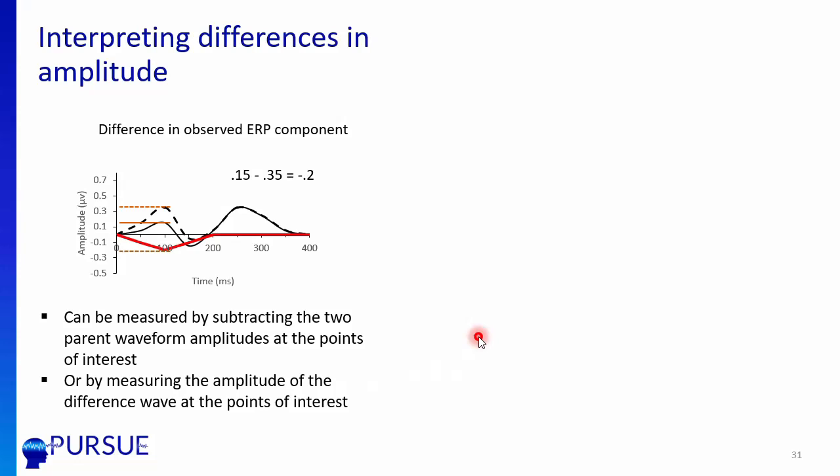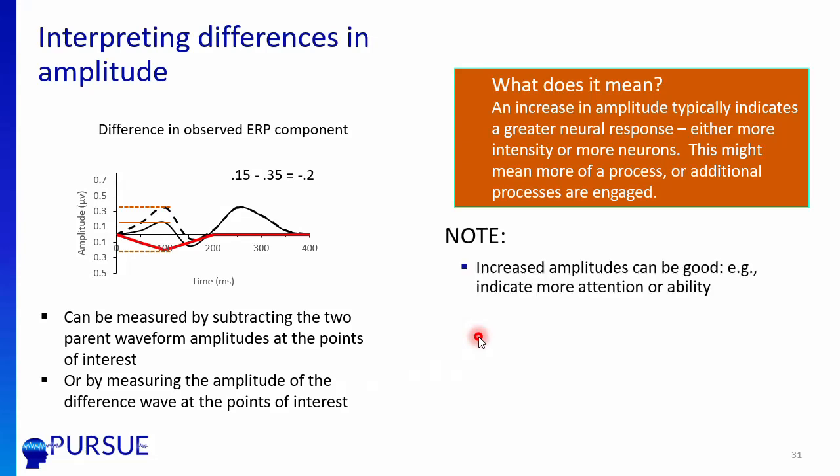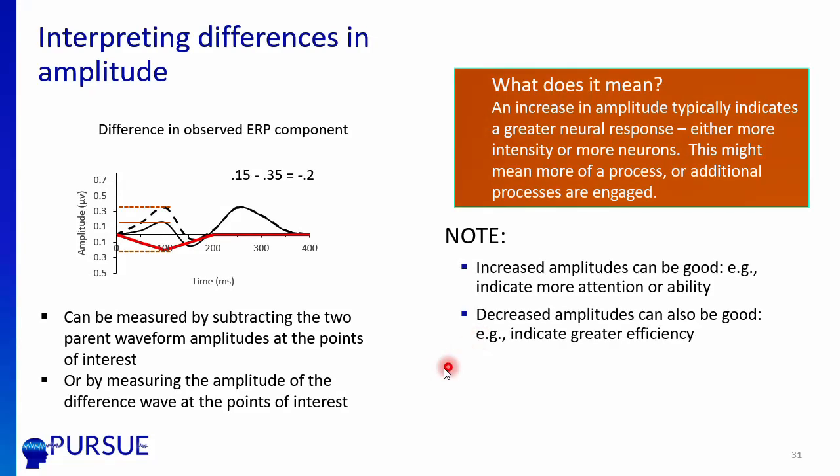We saw that with the example with the N400 just a moment ago, looking at the amplitude difference, right? So what does it mean? An increase in amplitude typically indicates a greater neural response. We have to be careful though, because there's a lot of caveats to that. It could be good in the sense that it indicates more ability, more attention, but decreased amplitudes could also indicate greater efficiency. Also, you have to keep in mind that the amplitude of the scalp waveform depends on the depth of the neural generator.